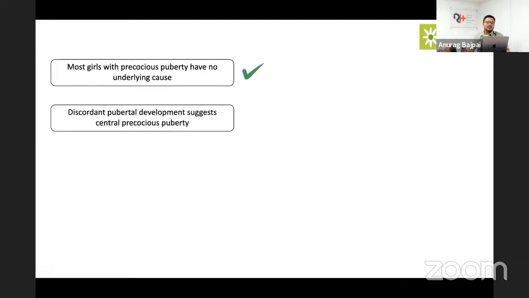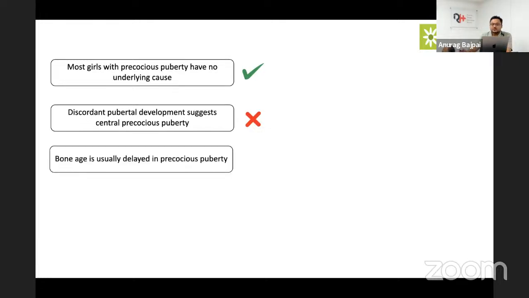Carry on. Second, discordant pubertal development suggests central precocious puberty. So discordant pubertal development means that you have got vaginal bleeding within 1 year of the onset of puberty. So Dr. Ekta, Anonymous, Secondly, Salem, Dr. Mehta have all said no. So this is also, again, I think the message has gone through well. Yes, the next is: bone age is usually delayed in precocious puberty. So I think this is a very clear-cut issue. Bone age is usually not delayed in precocious puberty. I think a lot of people are again very clear about that. So this is there. Carry on.